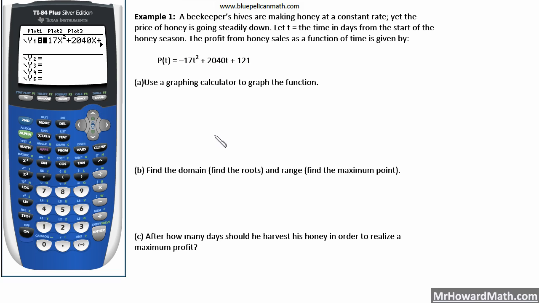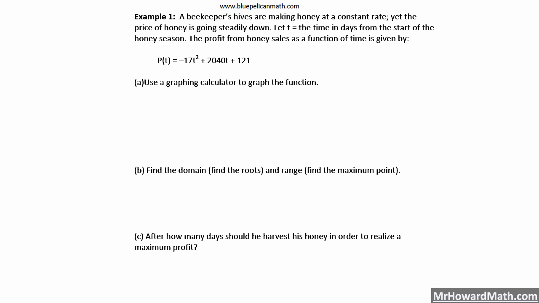The hardest part about this is actually setting up the window. If you just hit graph here with a standard window, you don't see anything because this graph is off of the standard negative 10 to 10, negative 10 to 10 window. So we need to set up the window. Again, that's going to be the biggest challenge. So we can guess and check here, or we can actually use some of the things we've learned in the past about parabolas to help us out.